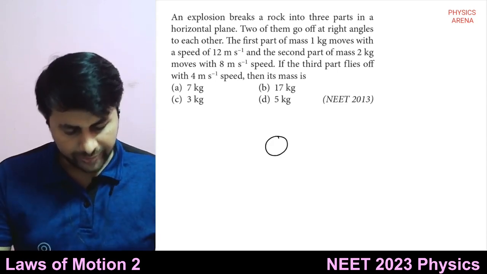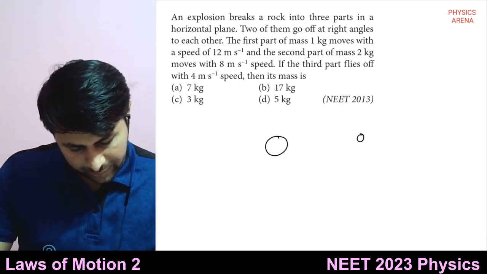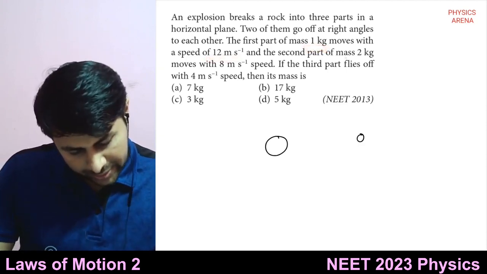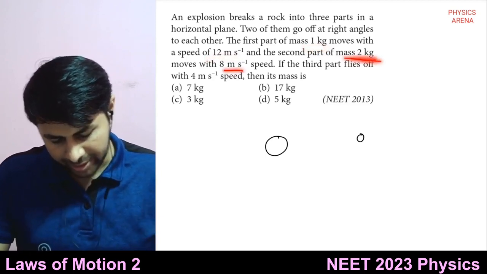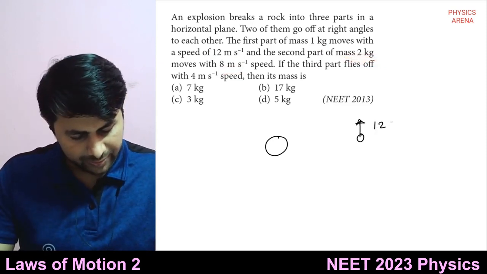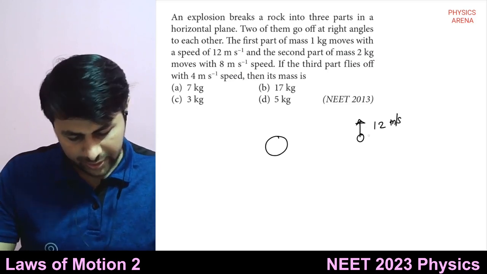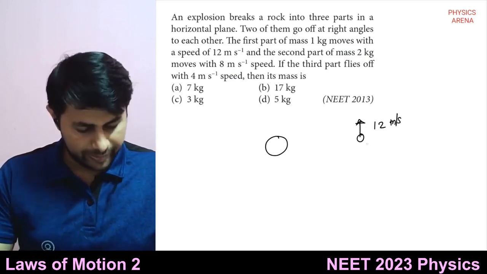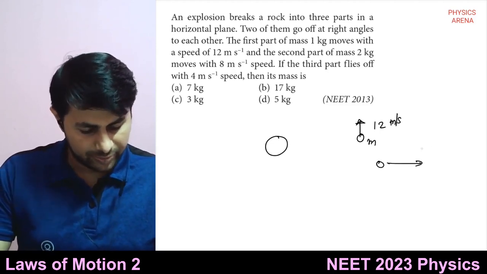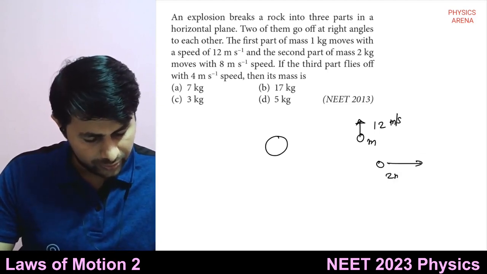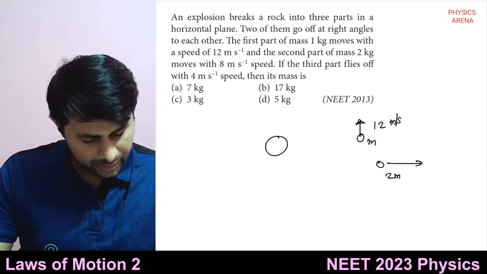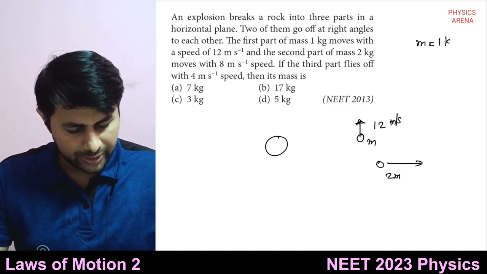So the rock breaks into 3 parts. The first one is of mass 1 kg and moves with 12 meters per second. The second, of mass 2 kg, moves with 8 meters per second. Let's suppose this one moves with 12 meters per second in this direction, and its mass is m. This one moves in this direction, and its mass is 2 times m. It is 1 kg, 2 kg, so we write m and 2m. So m is equal to 1 kg.